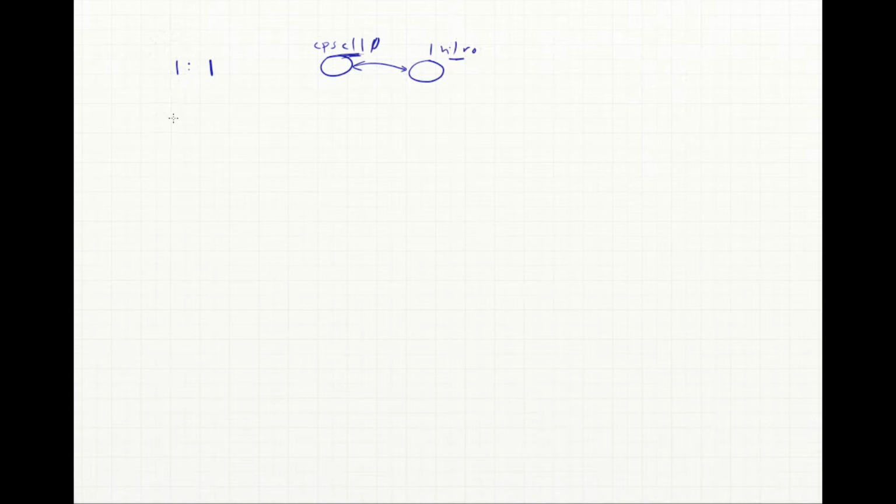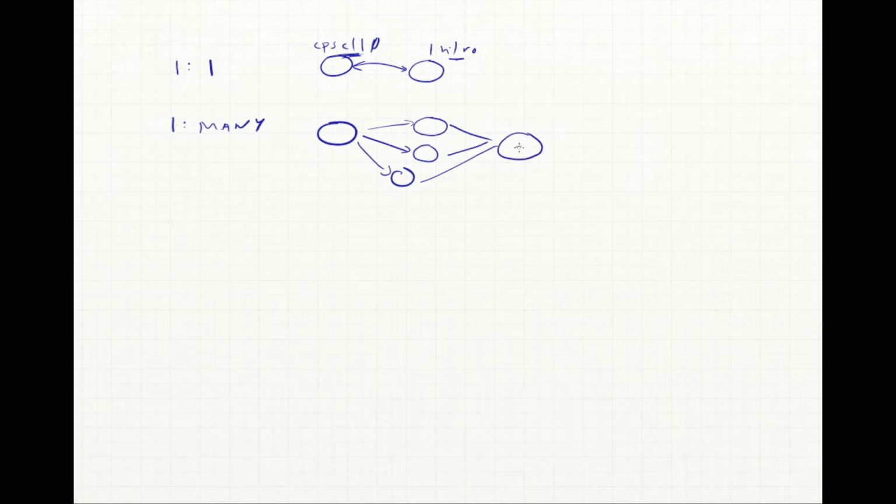More common is a relationship called one-to-many. It means there's some object here, and it can have many connections with other types of objects. I'll explain what I mean. Or the reverse, there can be multiple objects that all go down to relate to one object.